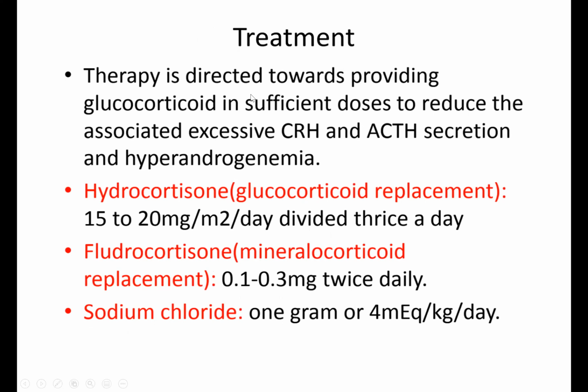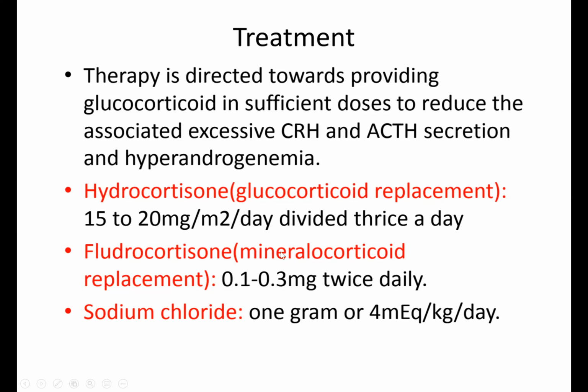Now the treatment is directed towards providing the glucocorticoid and mineralocorticoid in sufficient doses to reduce the associated excess CRH and ACTH secretion, and also to control the hyperandrogenemia. In case of hydrocortisone for glucocorticoid replacement, the usual dose for maintenance is 15 to 20 mg per meter square per day, divided in 3 doses. When we start off treatment, we usually start at a higher dose and then gradually taper it down to this dose. And rarely we can see somewhere between 10 to 20 mg per meter square per day also. The requirements might be a little bit less also in a few cases.